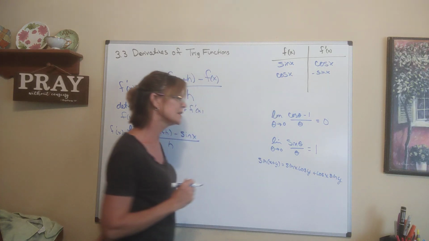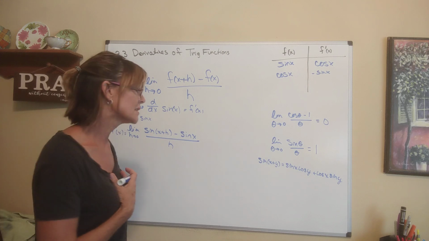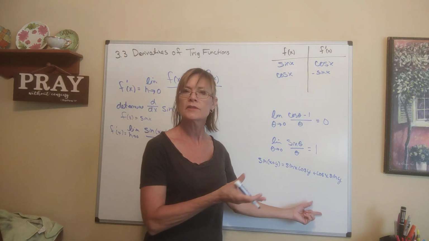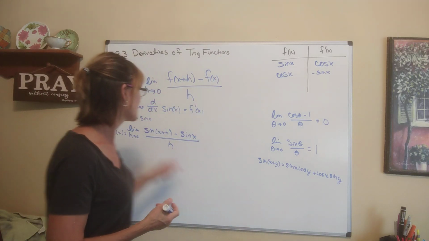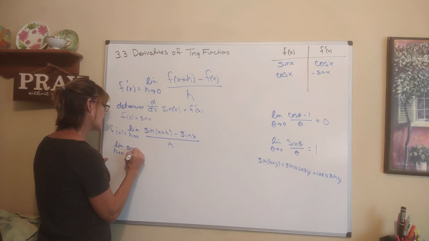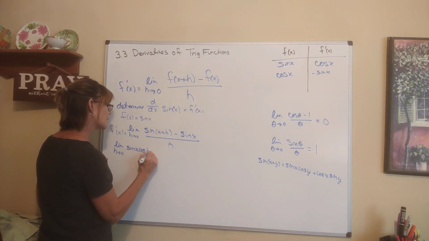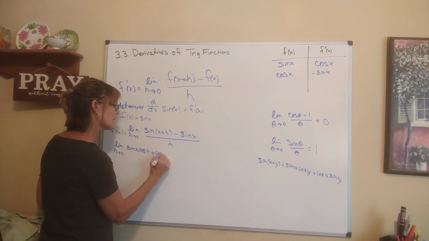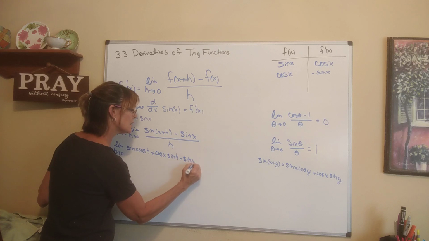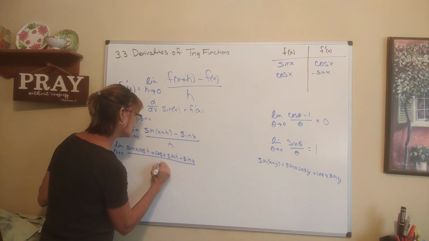Now, when I taught trig, I didn't make my students memorize that, but we used it an awful lot. So be able to come up with this and say, oh yeah, I've seen that before. So let's apply that here. This is going to be the limit as h approaches 0 of the sine of x times the cosine of h plus the cosine of x times the sine of h, minus the sine of x, all over h.